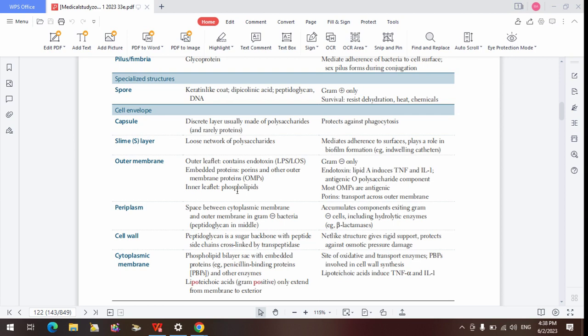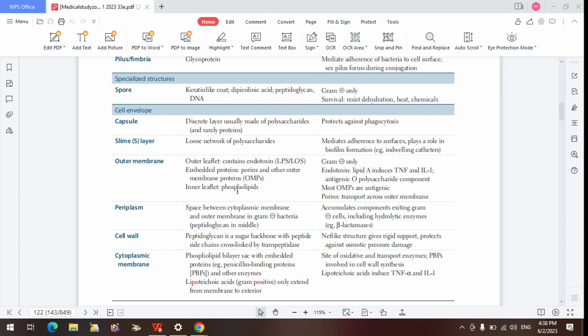So the outer leaflet contains the endotoxin. What are the components of the endotoxin? LPS or LOS, depending on the organism we are looking at. Now, what particular part of the LPS or the LOS drives the inflammatory response causing shock? It is the lipid A. The lipid A triggers release of interleukin 1 and TNF alpha. Interleukin 1 causes fever, TNF alpha causes fever as well as hypotension. Both of them are part of the components of shock.